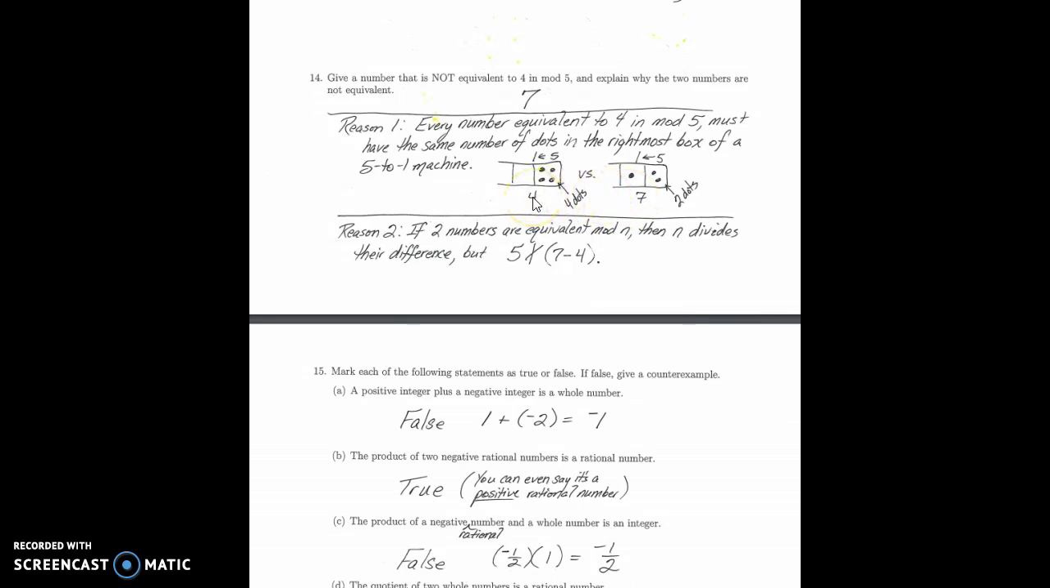9 would be equivalent to 4, but it would have to have the same number of dots in that rightmost column. Another way to look at it is simply to subtract the 2 numbers you're comparing. So if we're looking at 7 and 4, 7 minus 4 would give you 3. If your mod doesn't go into that number evenly, then the 2 numbers aren't equivalent. Why did I pick 7? I wouldn't have had to. I could have chosen any number as long as it didn't have 4 dots in the rightmost column.